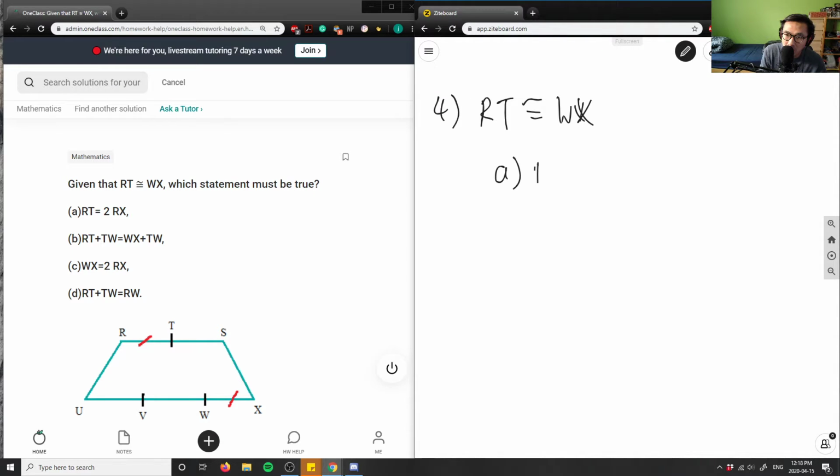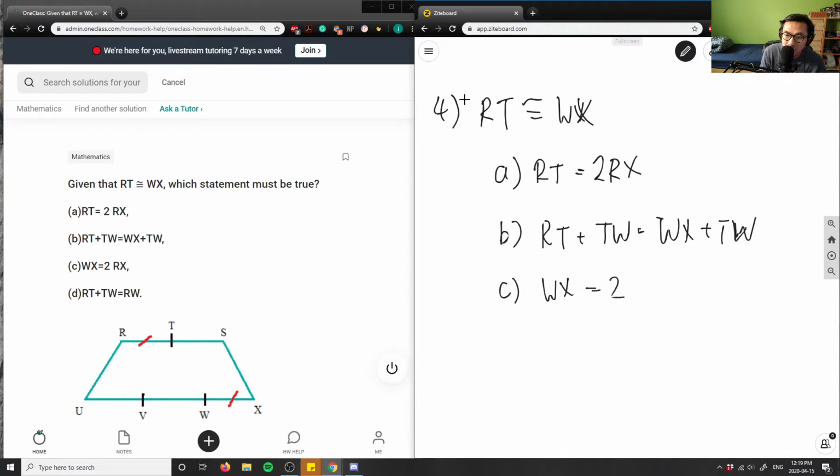So A is RT equals 2RX. B is RT plus TW equals WX plus TW. C here is WX equals 2RX. And D here is RT plus TW equals RW. Okay, so let's look at number 1. So number 1 states that RT equals 2RX.